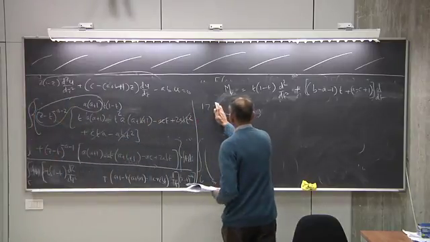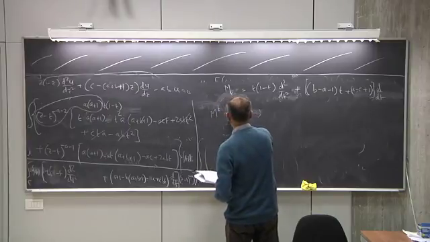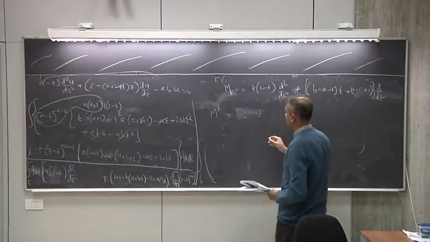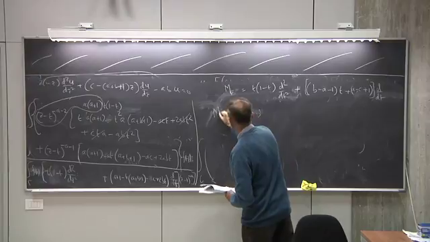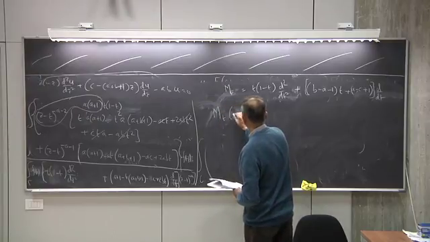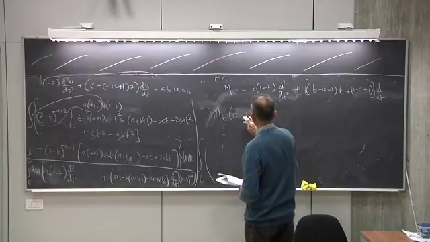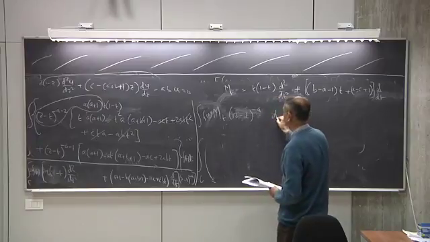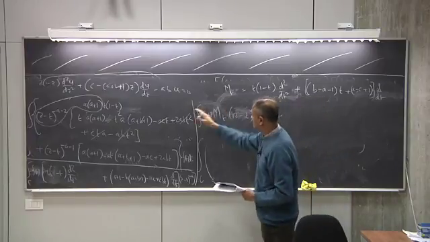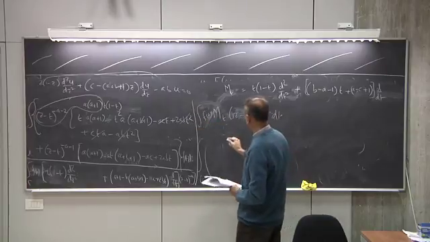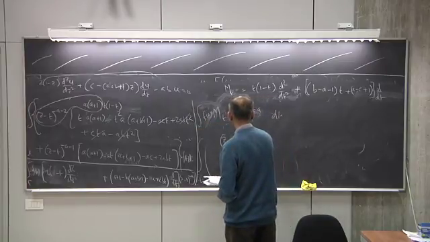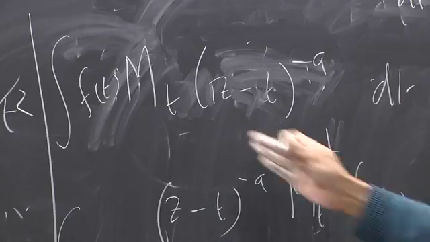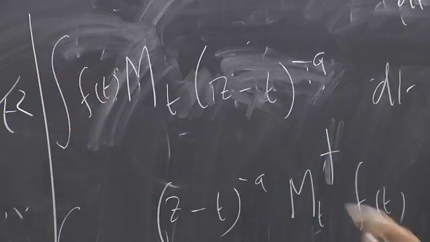So what is the adjoint operator? Look at the adjoint operator. When I apply it on the other side, we have M t, z minus t to the minus a, and then f of t, that's the integral. I want to move this M t to the other side, so it becomes z minus t to the minus a, and M t dagger f of t. Of course, in this process there will be boundary terms, but we'll ignore the boundary terms for the moment.